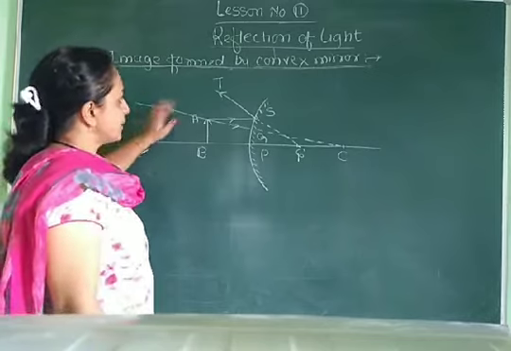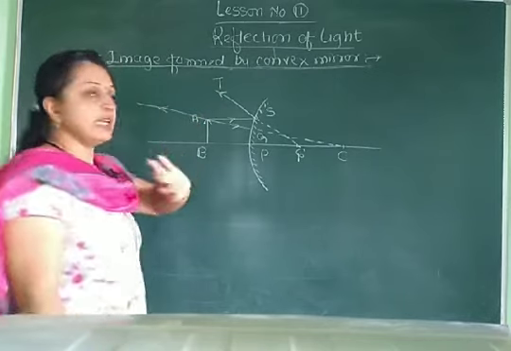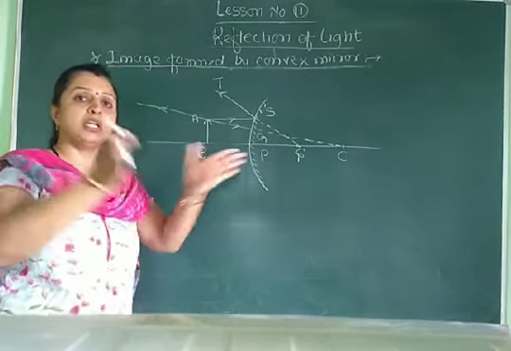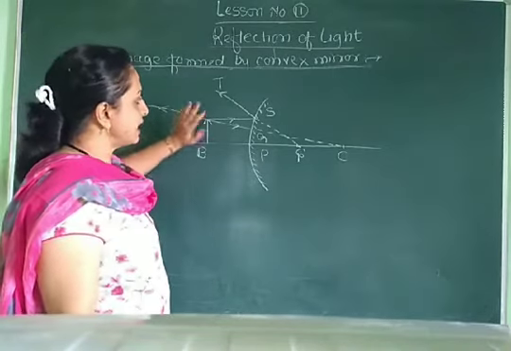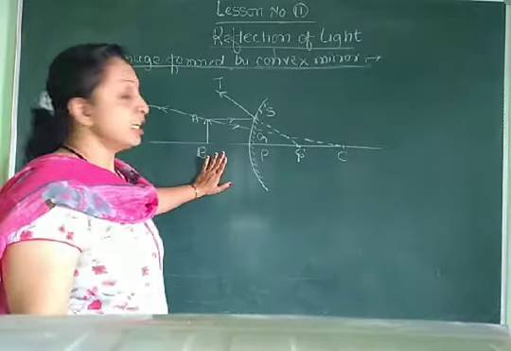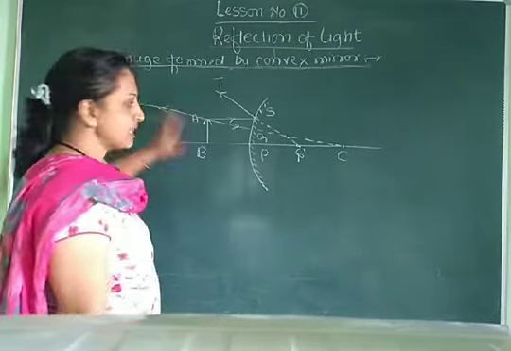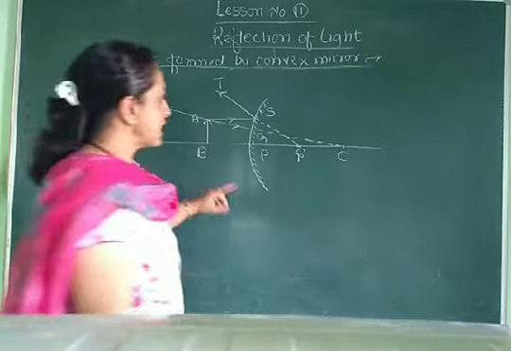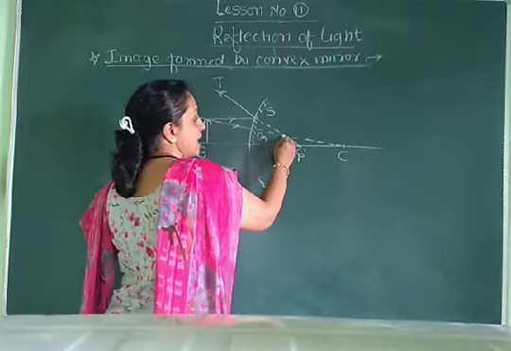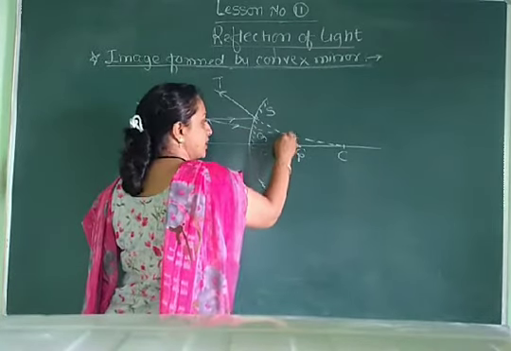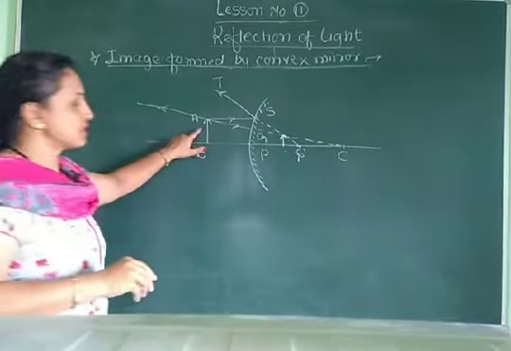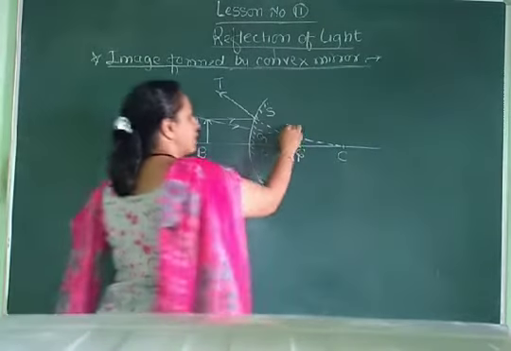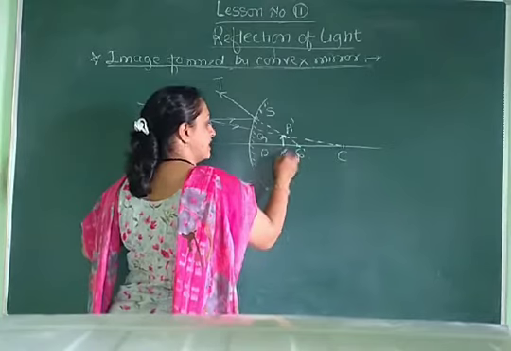Now you can see these two reflected rays will never meet each other because they are moving away from each other, isn't it? But you can see that, if extended backward, these rays meet each other at a point behind the mirror. So here we get the image of this object AB. We can call it A dash B dash.